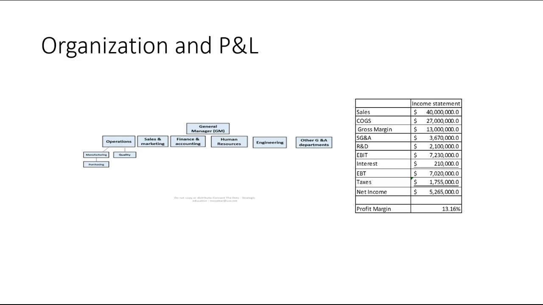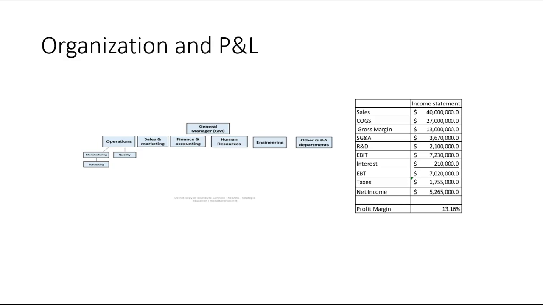And then you get to what is called earnings before taxes, EBT. Sometimes, as you may come across either in textbooks or at work, the words earnings and profit are synonymous, in the sense that people will say profit before taxes or they will say earnings before taxes. They basically mean the same thing. So in this example, earnings before taxes or profit before taxes is $7.02 million, and then they pay taxes of $1.755 million, and what they're left with is a net income.